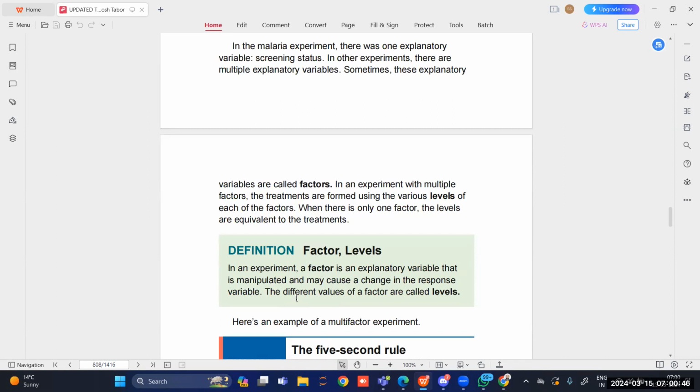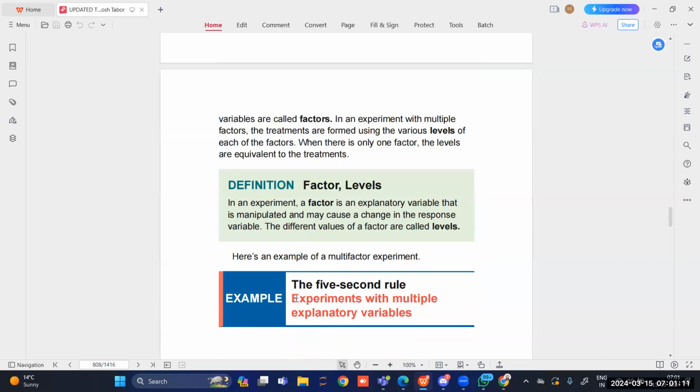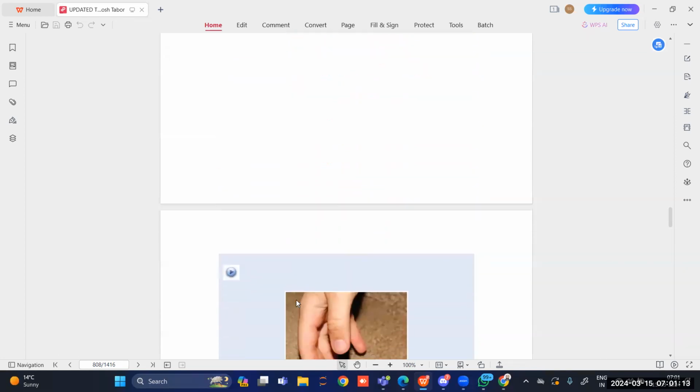So there are factors and levels. In an experiment, a factor is an explanatory variable that is manipulated and may cause change in the response variable. The different values of a factor are called levels. So it is, you could say, a scale. As we change the factor, it will affect the response variable, and the levels, or the stages of the factor, are called levels. This was the thing.